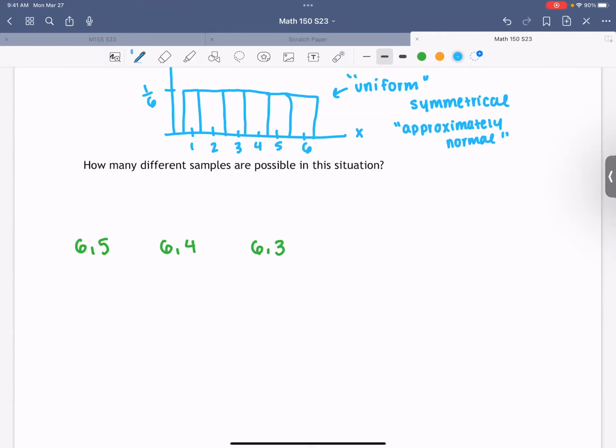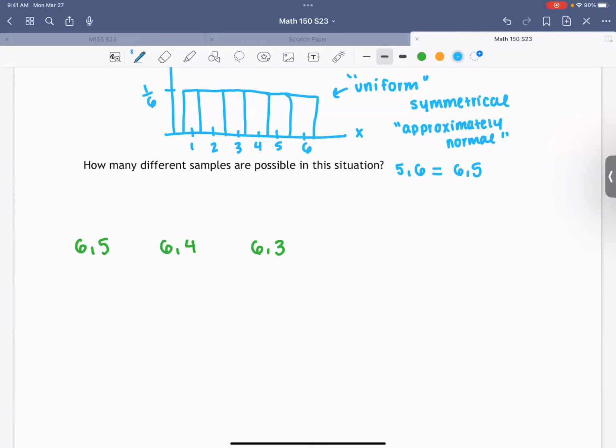Before I go on, let's figure out what's possible here. If I choose a sample like person 5 and person 6, would I need to write down person 6 and person number 5? No, because that's the same sample, right? If I pick Cass and Kayla, that's the same thing as Kayla and Cass, right? That doesn't change the sample. So these 2 things are equal, okay?